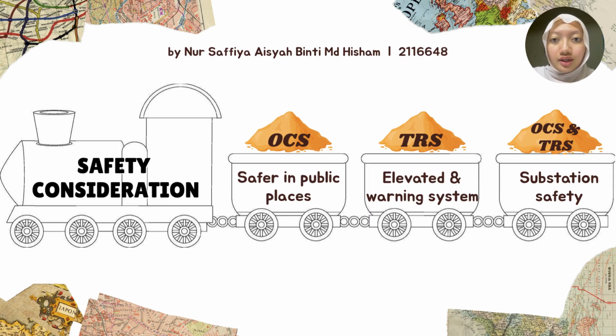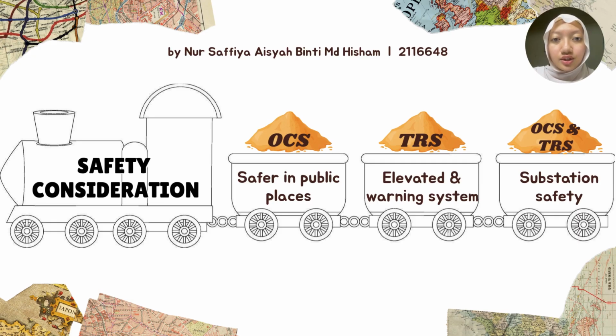Also, from an infrastructure standpoint, DC systems need more substations due to voltage drop, which adds more potential failure points, while AC systems like OCS can space substations further apart, making them more efficient over long distances.